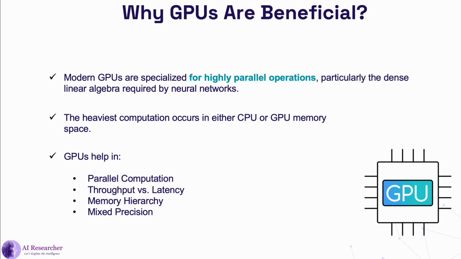Another benefit is memory bandwidth. GPUs also provide mixed precision, which means using half precision, for example floating point 16, which helps to run big models more efficiently. It saves memory with minimal accuracy loss. If your system has a decent GPU, it can make a big difference.